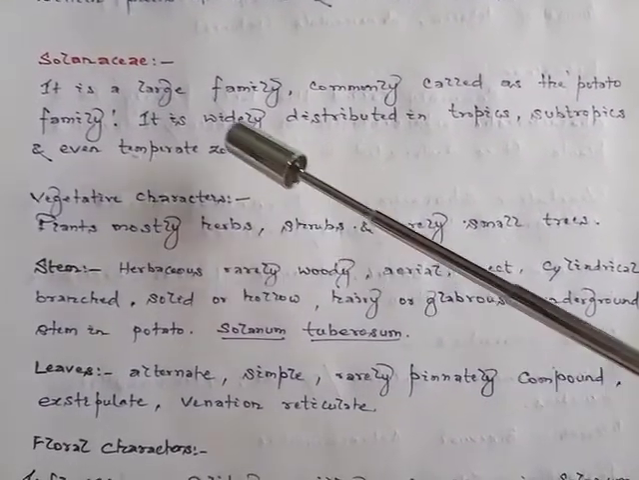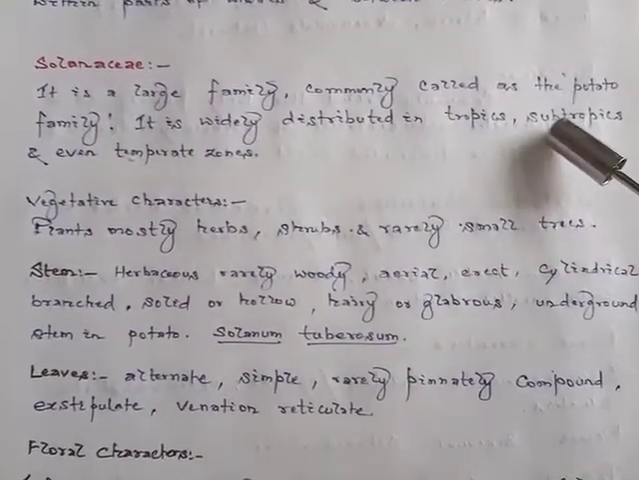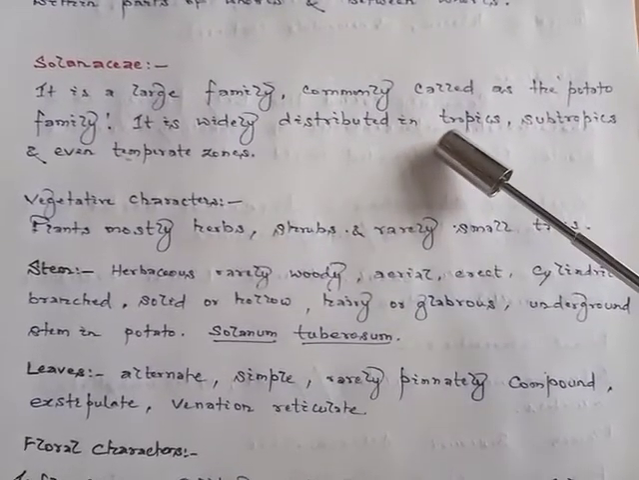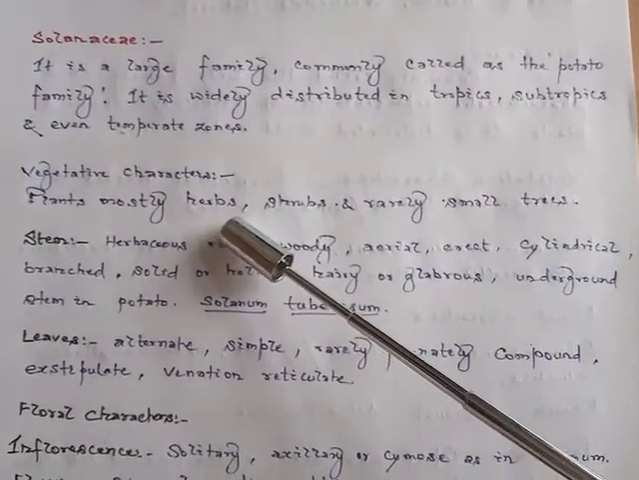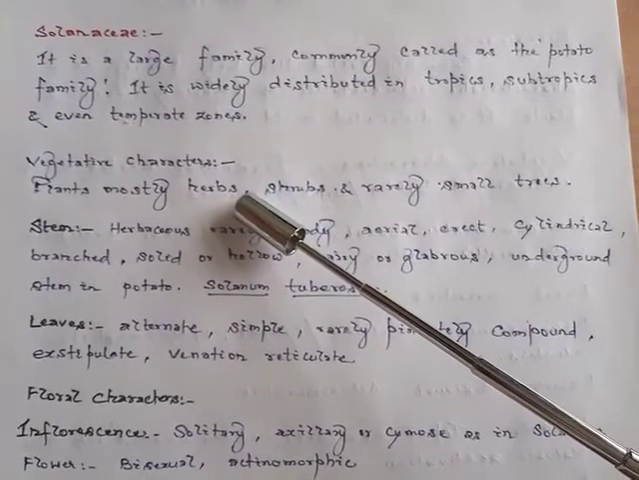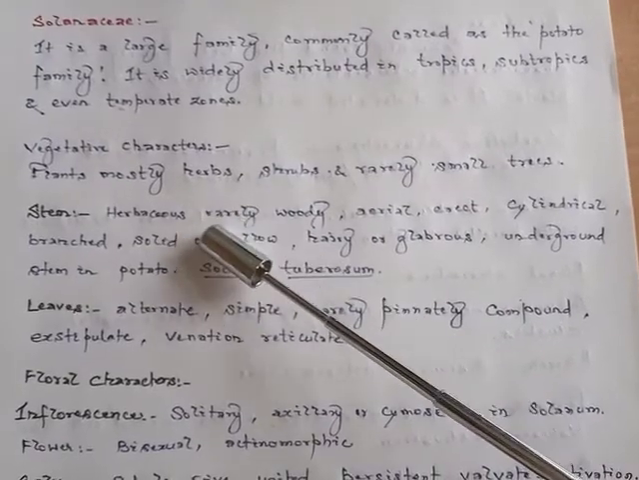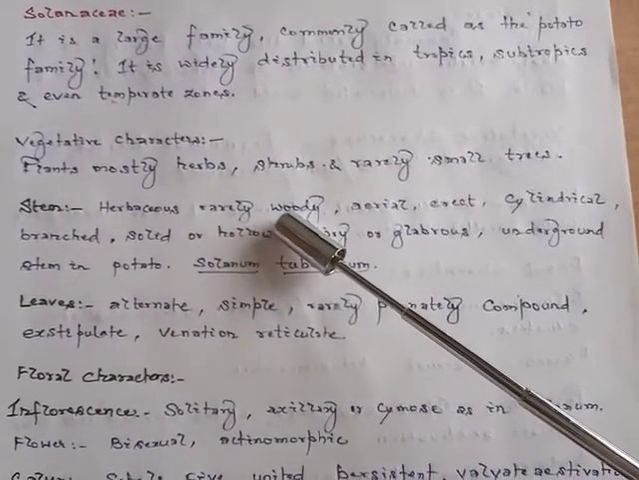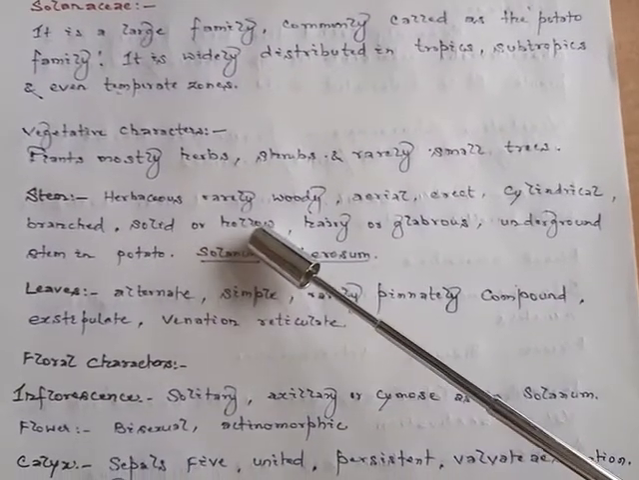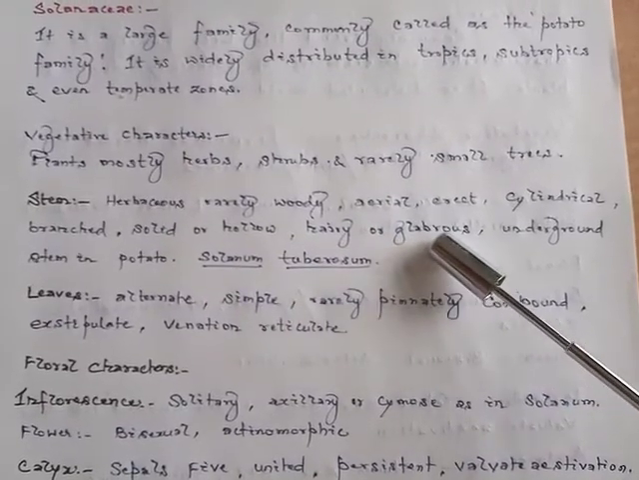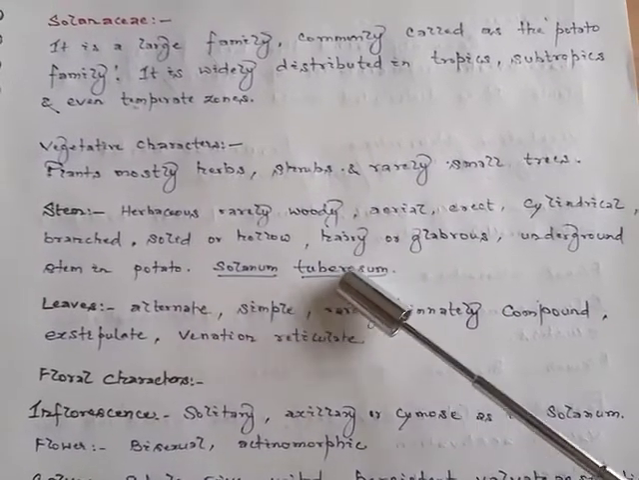The first family we have to discuss is the Solanaceae family, which is a very large family commonly called the potato family. It is widely distributed in the tropics, subtropics, and even in temperate zones. In the vegetative characters, plants are mostly herbs, certain shrubs, and rarely small trees. The stem is herbaceous, rarely woody, aerial, erect, cylindrical, branched, solid or hollow, hairy or maybe glabrous, and underground stem in the case of potato. The scientific name for potato is Solanum tuberosum.